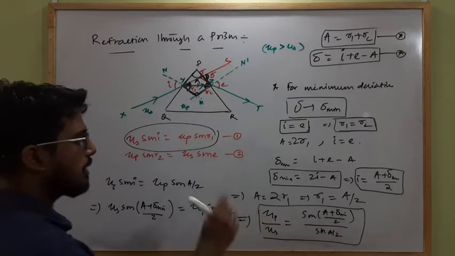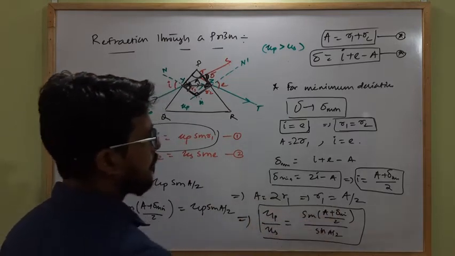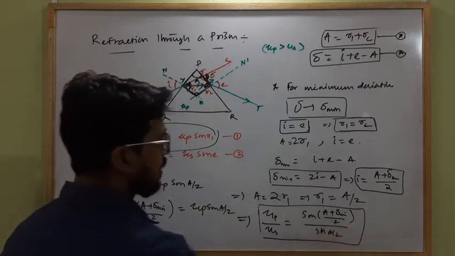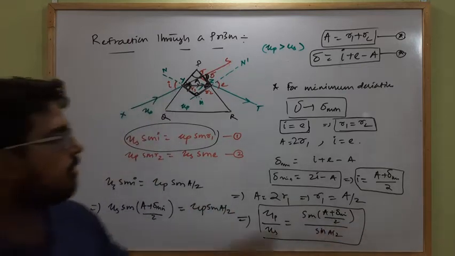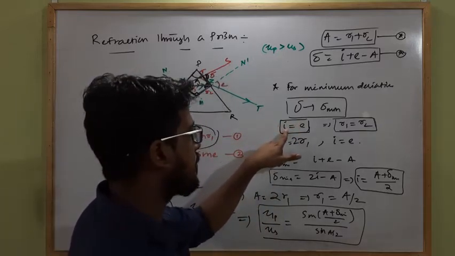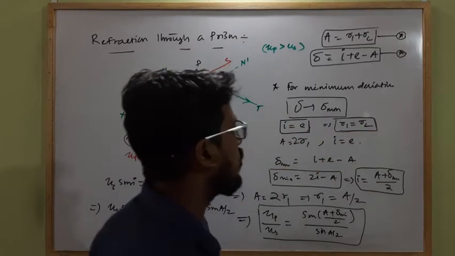If the surrounding is air medium, it will become 1. So the refractive index of the prism will be sine of (A plus delta minimum) by 2 divided by sine A by 2. You have to remember this relation. Clear? This is the condition when the angle of deviation will be minimum, that is angle of incidence equal to angle of emergent, and in that particular case r1 will become equal to r2.